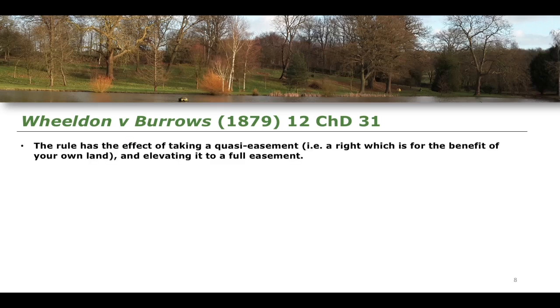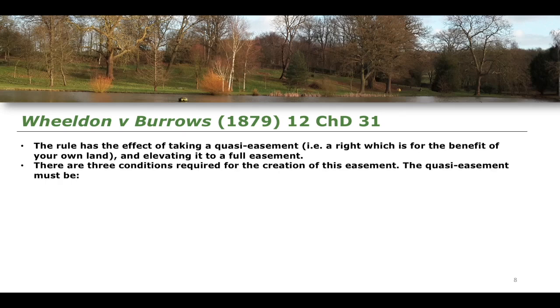But what this did was establish a rule. The rule has the effect of taking a quasi-easement, so this is a right which is for the benefit of your own land, and then elevating that to a full easement. And the courts concluded in this case that there were three conditions that are required for the creation of this type of easement.